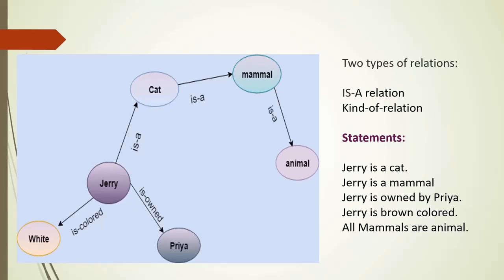relationship. Let us see with an example, which is a set of statements. The first statement is Jerry is a cat, and the second is Jerry is a mammal, and it also represents that Jerry's owner is Priya, and that Jerry is brown in color, and all mammals are animals. Here we can see the representations of different types of knowledge. In the form of nodes and arcs, each object is connected with another object by a relationship.